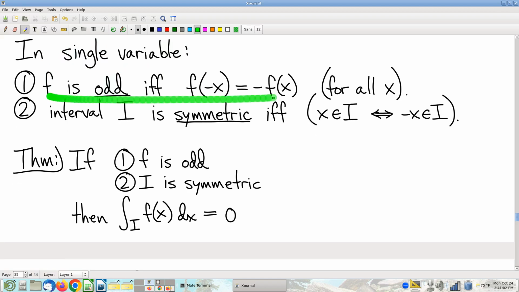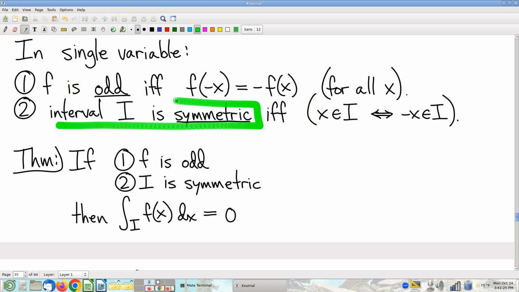In single variable calculus, this is what we call an odd function, and is so named because odd powers of x have this feature that a negative on the inside gives you a negative on the outside, right? Odd powers of x do this. Okay. But there are many other functions that do, but we call them all odd functions.